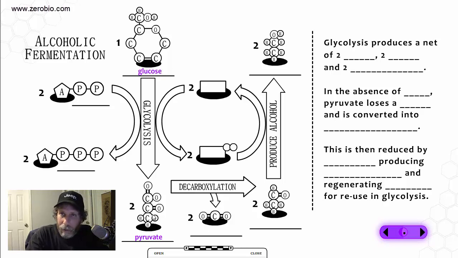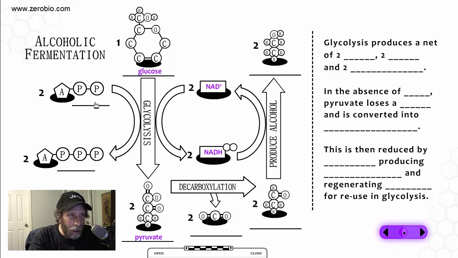2 pyruvates are made per glucose. Notice there are 3 carbons in one pyruvate, 2 of them produced. That's our 6 carbons. All right. Along the way, NAD+, 2 of them are converted, that's what this arrow implies, by interacting with glycolysis, to 2 NADHs. And these little circles might represent the 2 electrons that are being carried on each NADH. All right, so write those in. That is the reduction of NAD+ to NADH.